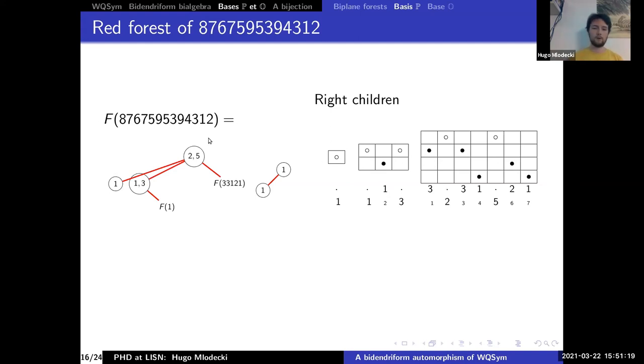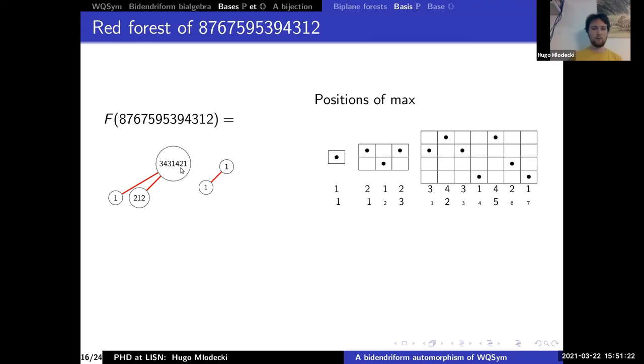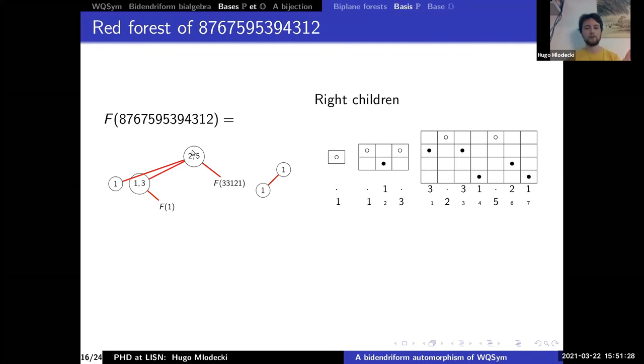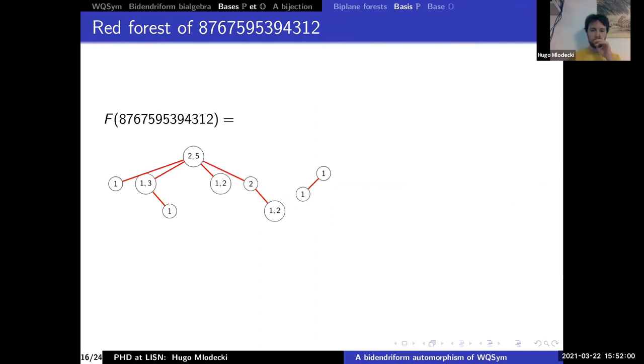We have that, for example, the word that here was in the root, the maximums are in positions 2 and 5. So we wrote 2, 5. And then the right children is the forest associated to the rest of the word. So 3, 3, 1, 2, 1, which is that. And then, of course, we do it again. So we loop on that algorithm. So we do the global descent factorization, then the maximum thing, then we have the skeleton. And when we have the skeleton, we do again maximum positions and so on.